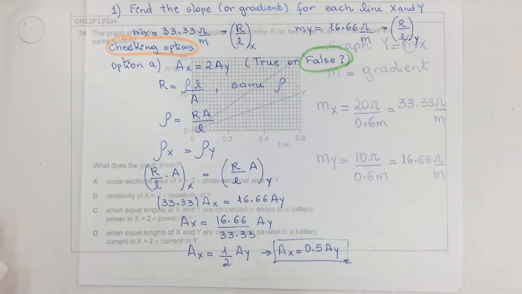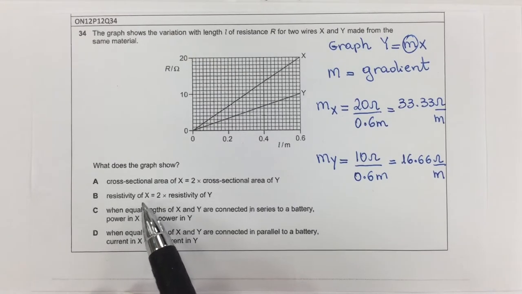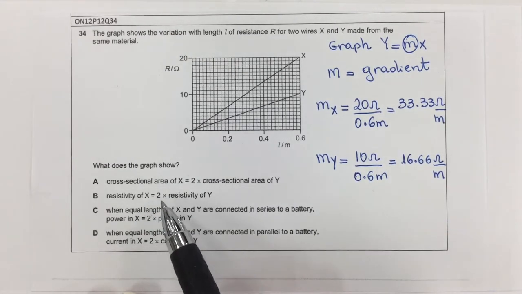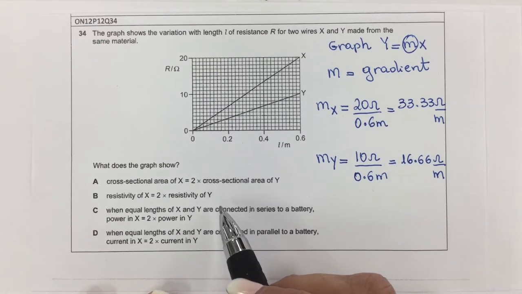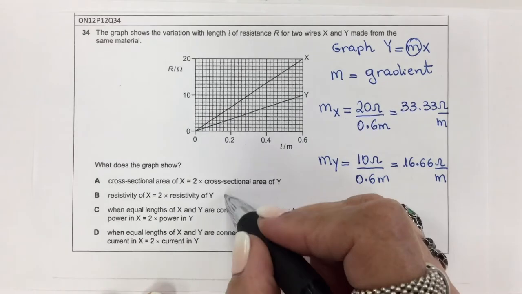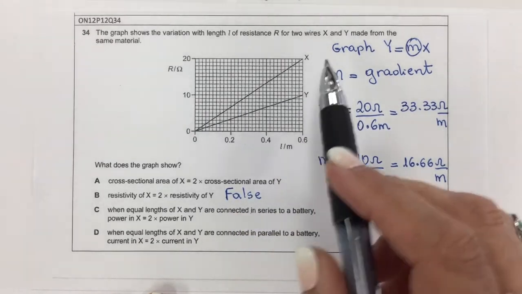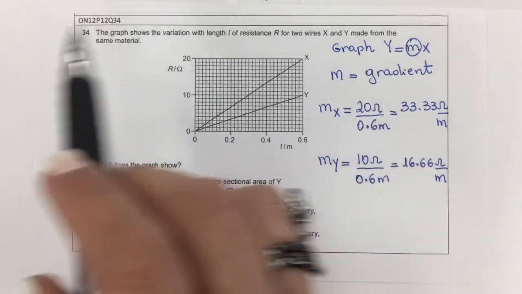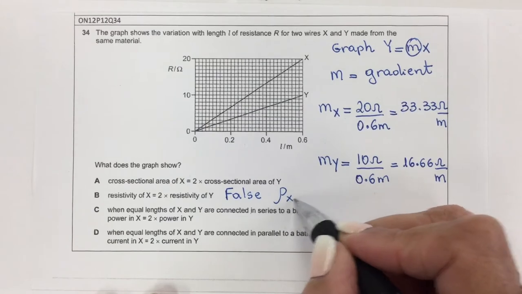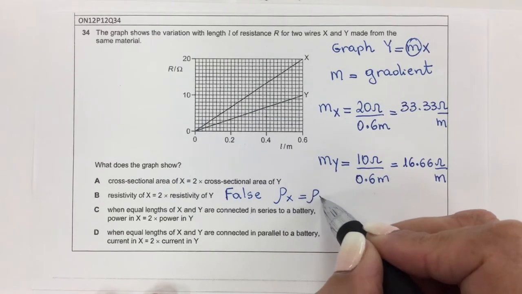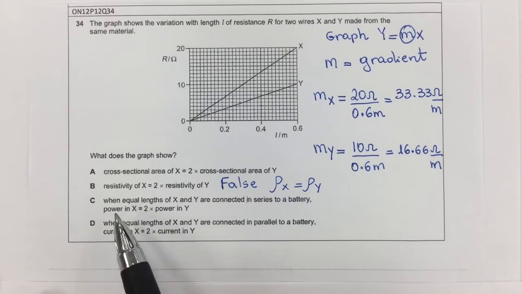False statement. Option B states that the resistivity of the wire X is 2 times the resistivity of wire Y, which is false because both wires are made from the same material. So the resistivity of X actually is equal to the resistivity of Y. Now let's check option C.